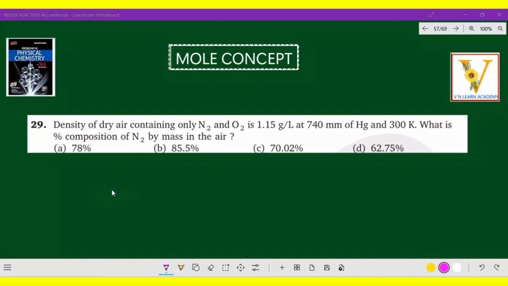First and foremost, let us convert this. We convert 740 mm of Hg into atmospheric pressure, ATM. The pressure is actually 740 mm of Hg.